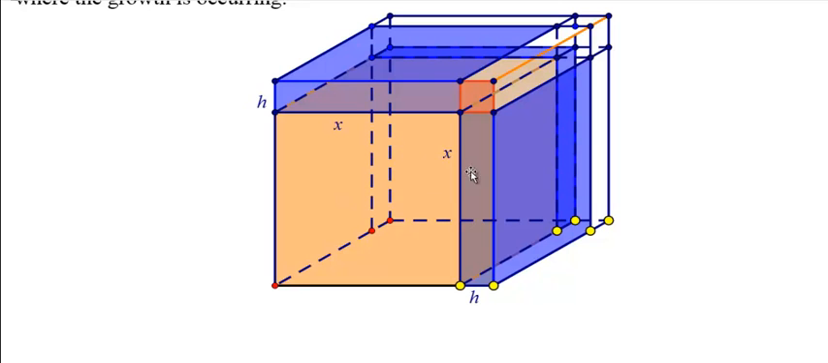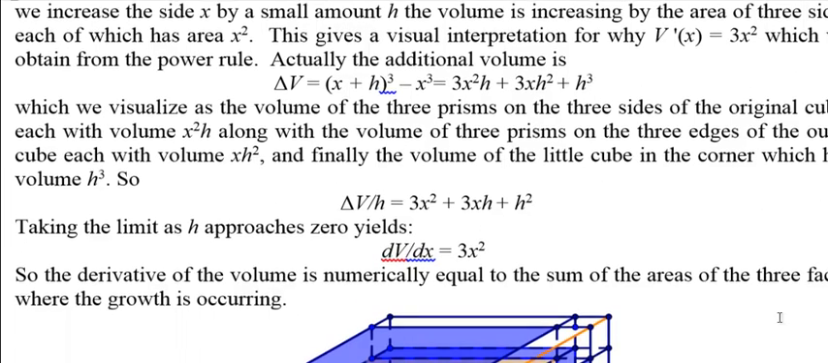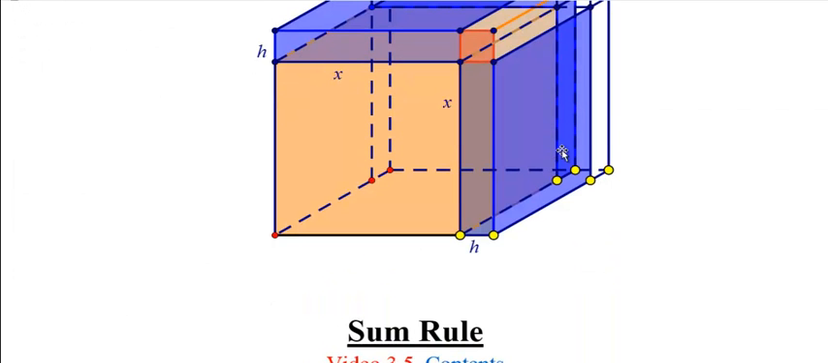Where is the cube growing? It's growing on 3 faces. Each one of those faces has area x squared. So that's why the derivative is 3x squared, and that does go by the power rule. So you can kind of see in some of these cases, you can visually see why the power rule turns out to be what it actually is.